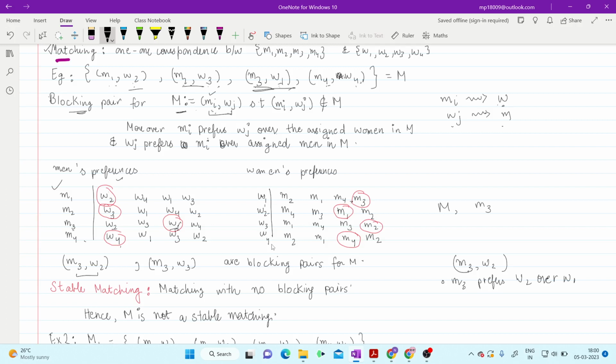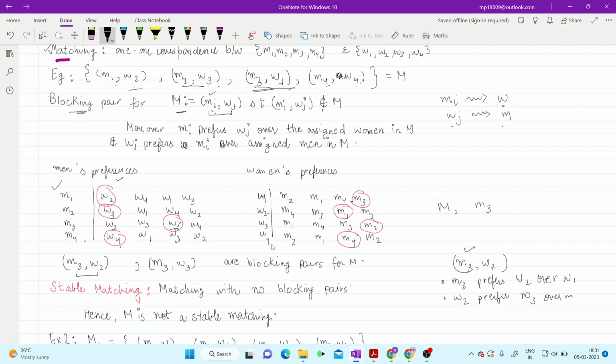And second, to have a blocking pair, both men and women should prefer this. Now if you look at w2, she has been assigned m1, but w2 prefers m3. m3 is coming earlier in the list, before m1. So w2 prefers m3 over m1.